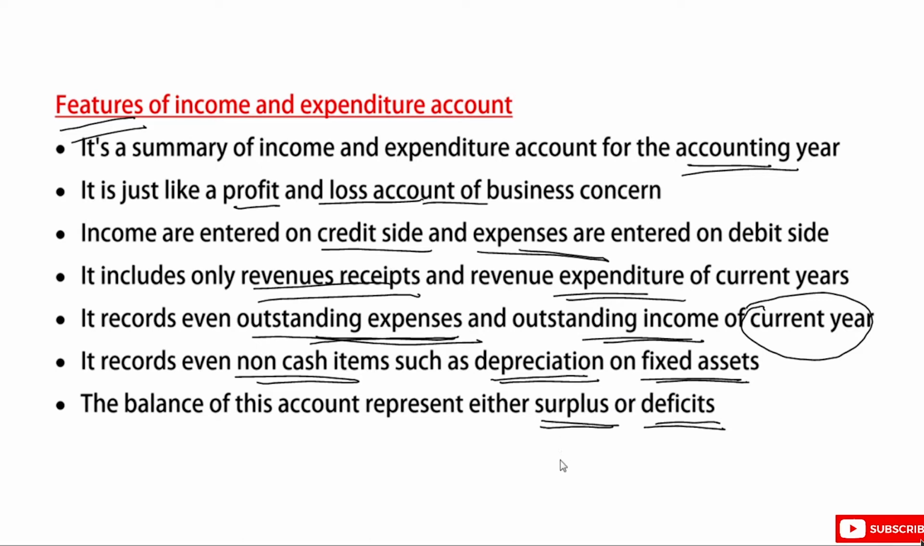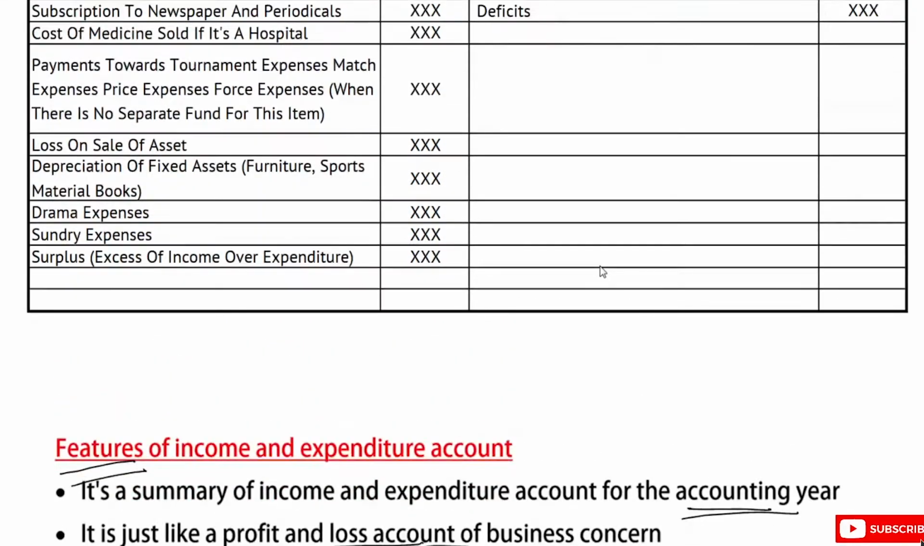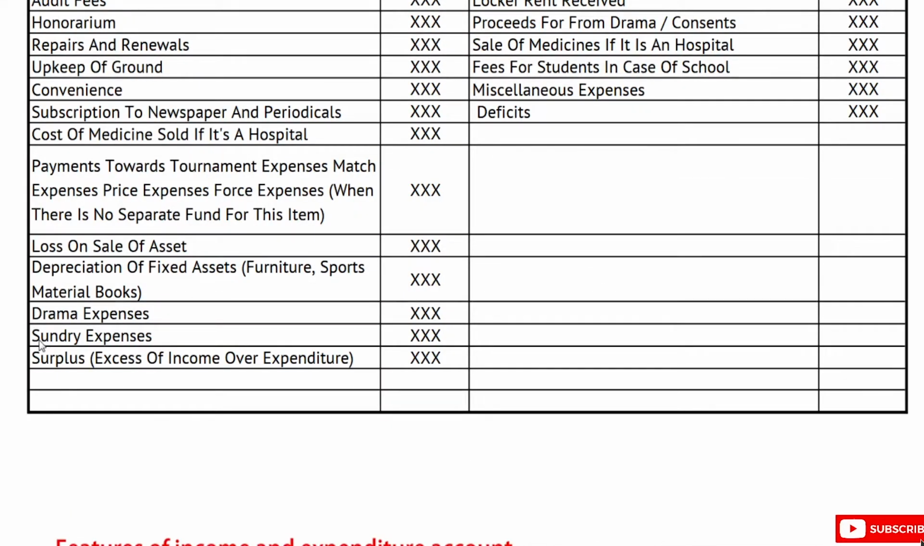Moving on to the next point, it can be balanced by representing either surplus or deficit. Surplus is nothing but when income is more than the expenses. When expenses are more than income, we call it a deficit. If we have 1 lakh total and income is 80,000, we call it a surplus of 20,000. The same happens on the credit side as well, because when expenses increase, suppose it's 1,50,000, again here you need to write a deficit of 50,000. Exactly like that. So these are all the features.